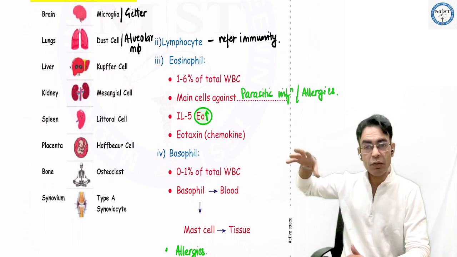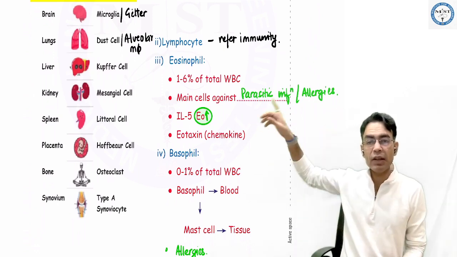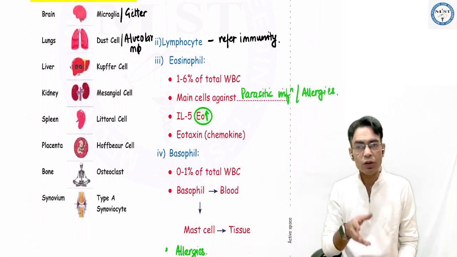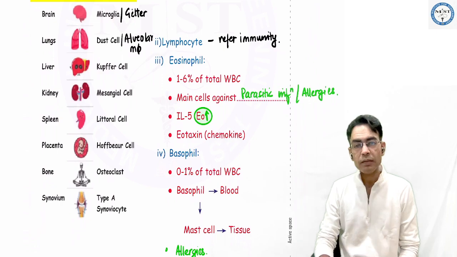Eosinophil 1 to 6% of WBCs, and I told you, acute or chronic, whatever it may be, parasitic infection, eosinophils. Allergy also, eosinophils will be there. Basophils the least, again in allergies.